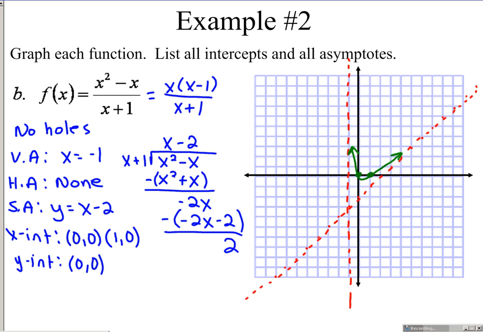We need to make an XY chart and pick a point. Pick a point to the left. Let's put in negative 2. Negative 2 squared is 4. 4 plus 2 is 6 in the bottom over negative 1. 6 over negative 1 is negative 6. So negative 2, negative 6. To the left of that vertical asymptote, our graph has to be down here.